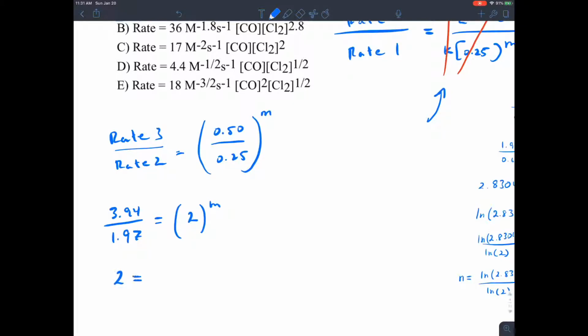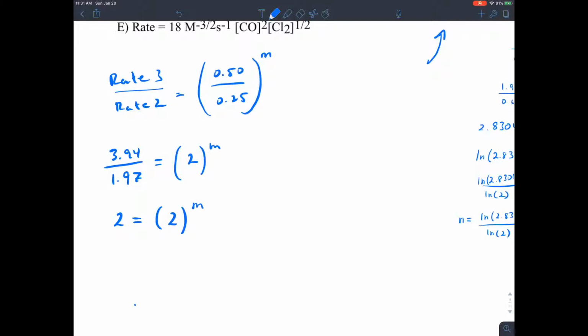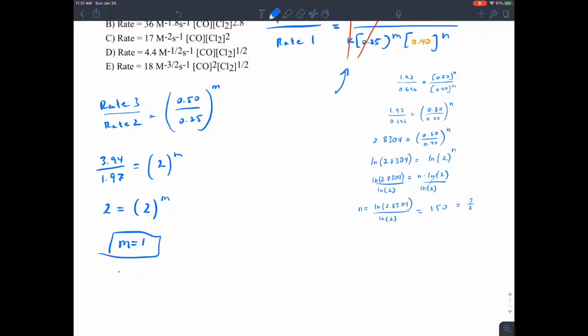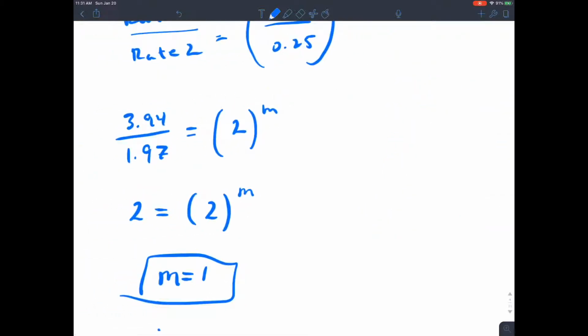We get 2. We have 2 to the m, and this is just like that previous method we were doing. So what exponent does m need to be to give us 2? Well, m needs to be 1. There we go. So you see, we just learned an extra approach. You can set this up the same way we did the other way. It's pretty clear that m needs to be 1 in order for this equation to be correct.